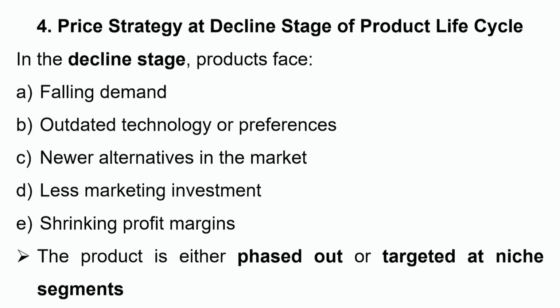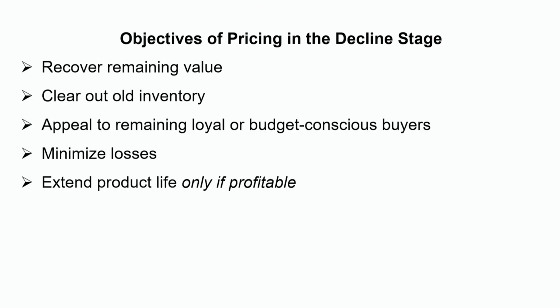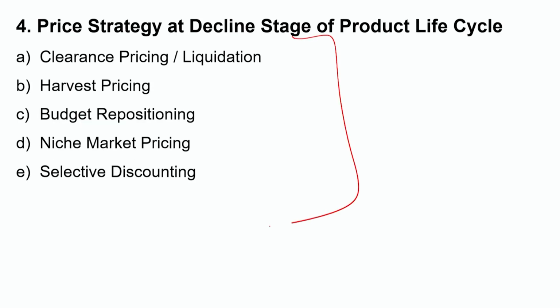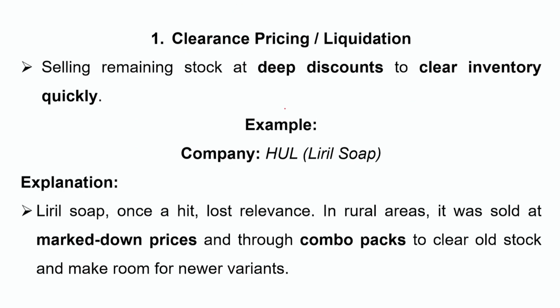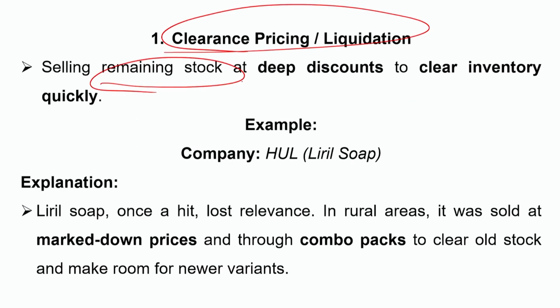And the last one, at the decline stage. When your product is in the decline stage, it is losing profit, it is not in the peak position, it is out of the market. What pricing strategy are you going to make? These are the pricing strategies that you are going to use in a decline stage: clearance pricing, harvest pricing, budget repositioning, niche market pricing, selective discounting. What is clearance pricing? Selling remaining stock at deep discount.